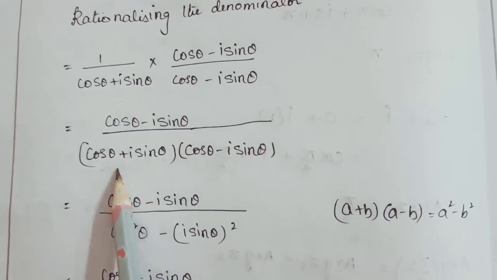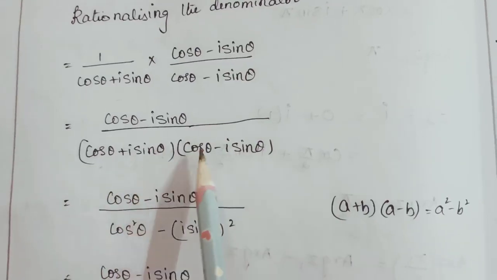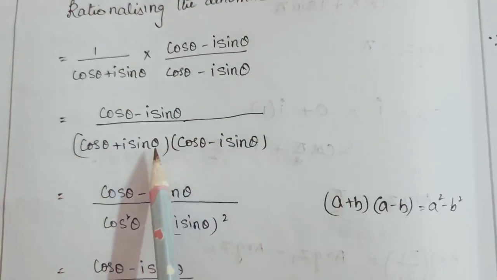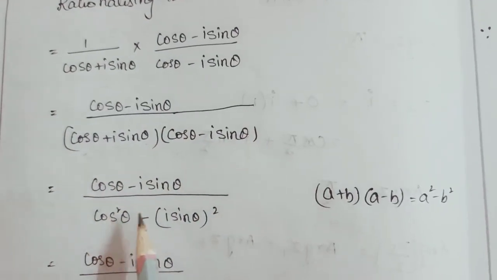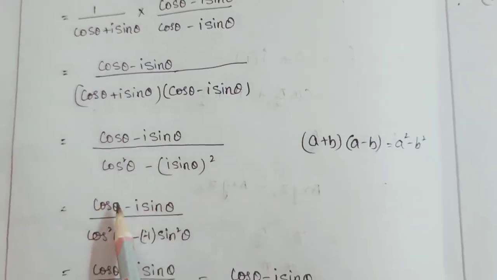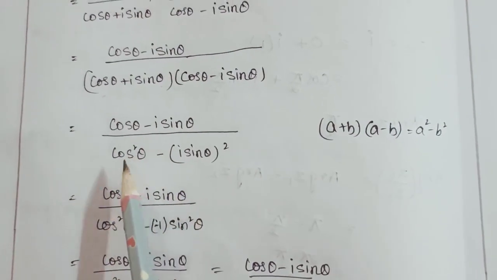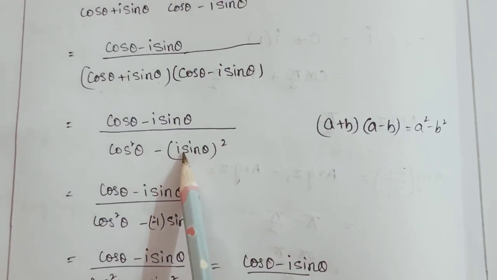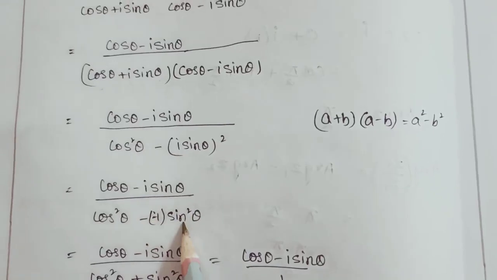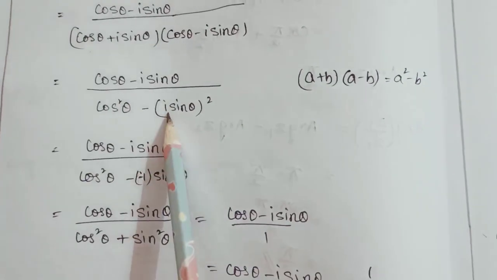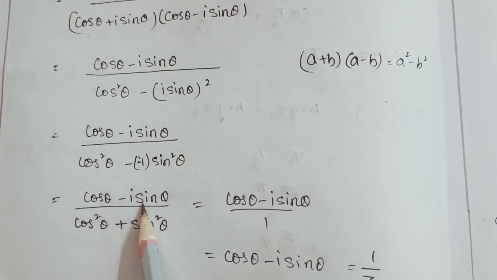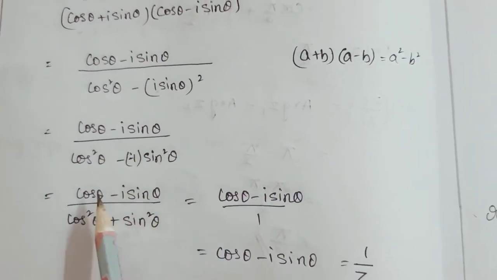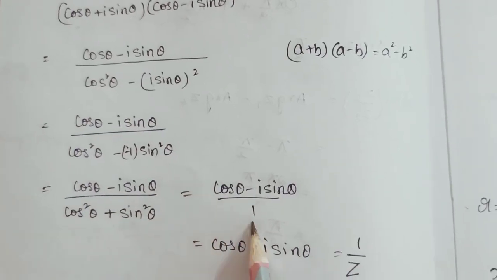This one same as it is, and this is in the form of (a plus b) into (a minus b), that is nothing but a square minus b square. So a is cos theta and b is i sin theta. Cos square theta minus (i sin theta) whole square. Okay, cos theta minus i sin theta same as it is, cos square theta minus i square sin square theta. i square is nothing but minus 1 and sin square theta same as it is. Okay, in place of i square we are writing minus 1. Cos theta minus i sin theta, cos square theta minus into minus plus sin square theta is equal to cos theta minus i sin theta by 1.